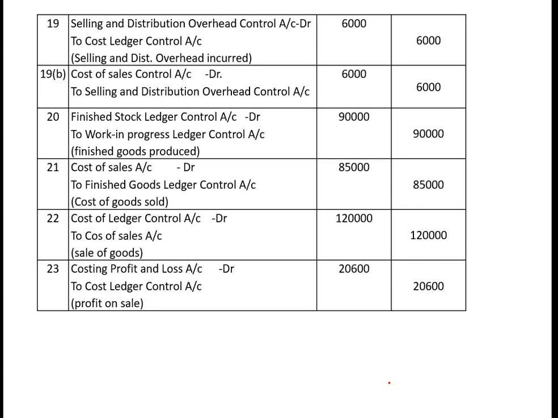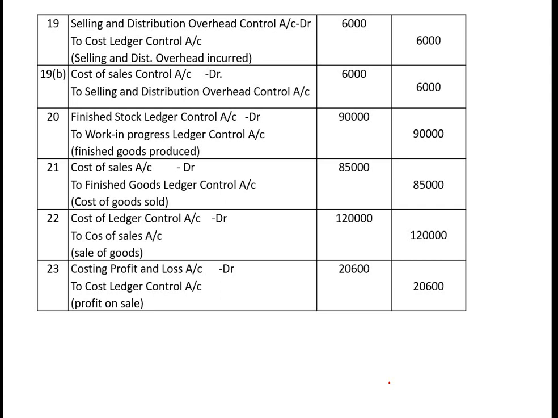For how much we have produced finished goods, it is rupees 90,000. So finished stock ledger control account debit to work in progress ledger control account 90,000. Then entry number 21, cost of goods sold. Cost of goods sold is charged to our cost of sales account, because whatever the finished goods have been prepared and transferred from work in progress, where raw material has been converted to finished stock after putting labor or direct expenses, all these will be shifted to the cost of sales.